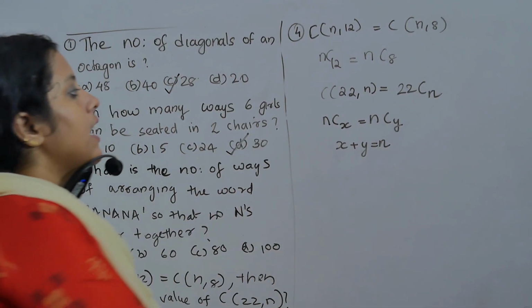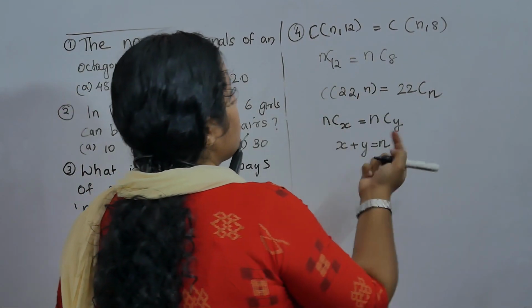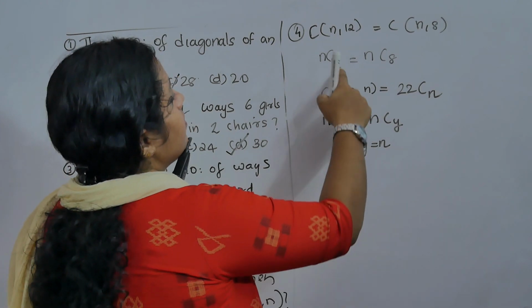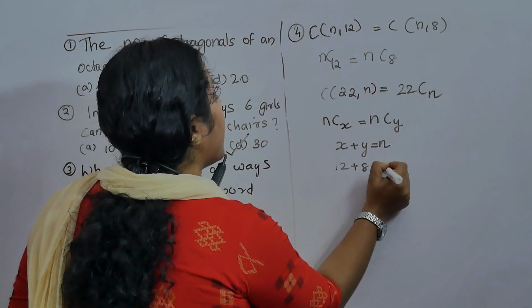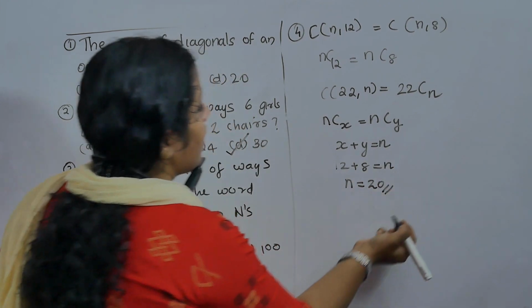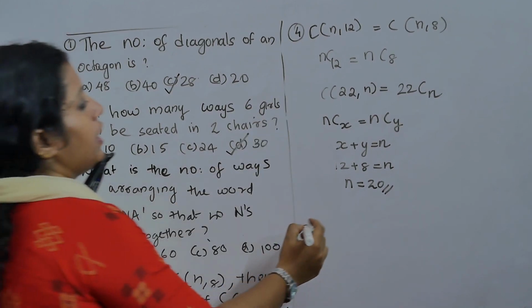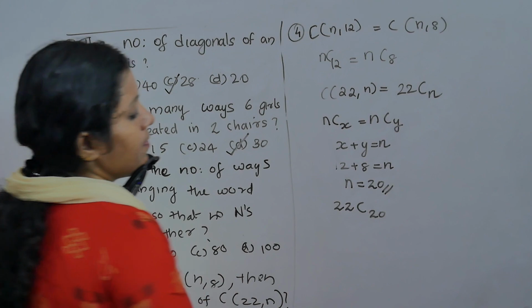So what we can write here, nC12 is equal to nC8. So how can we write this one? 12 plus 8 is equal to n. That is n is equal to 20. Okay. So what you need to find? You need to find 22C20.